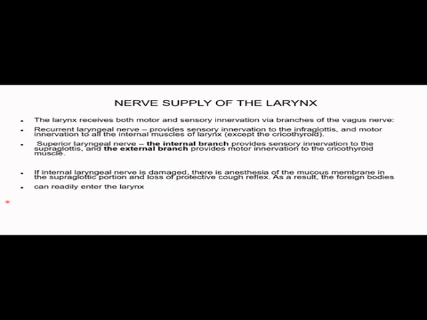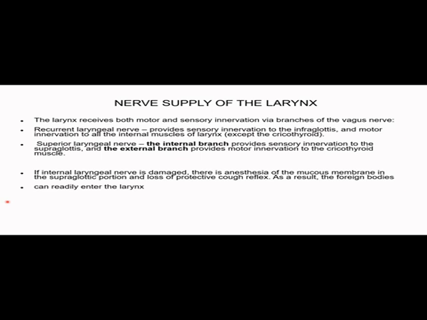Now what is the nerve supply of the larynx? Nerve supply of the larynx. The larynx receives both motor and sensory innervation via the vagus nerve. So vagus nerve is the main nerve which supplies the whole larynx. How? Not directly, but through branches. Which are these branches? Let's see.